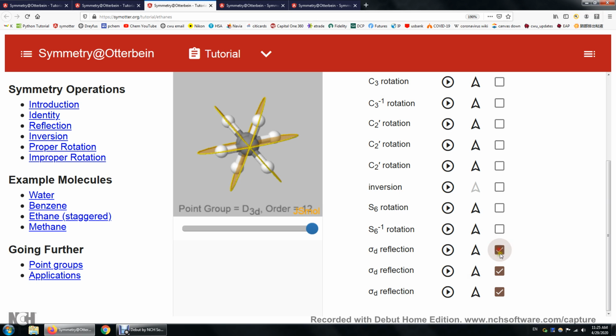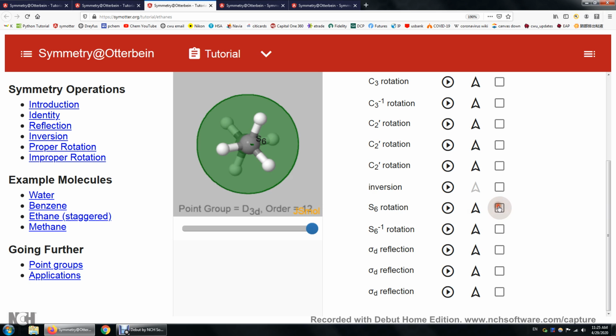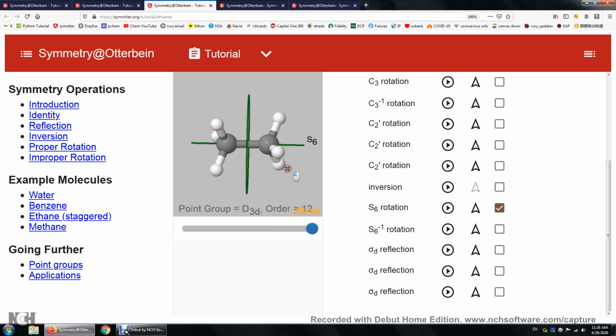What's more interesting is the improper rotation. So I'm going to show you this S6 rotation. This hydrogen atom is going to be here after a rotation by 60 degrees and followed by a reflection. So let's do it. Rotation, reflection. All right, a different angle. We're going to see the rotation and the reflection. Rotation, now reflection. Okay, that's S6.